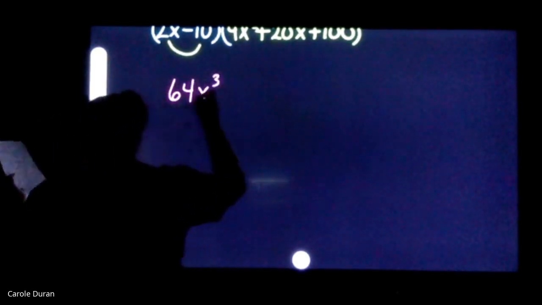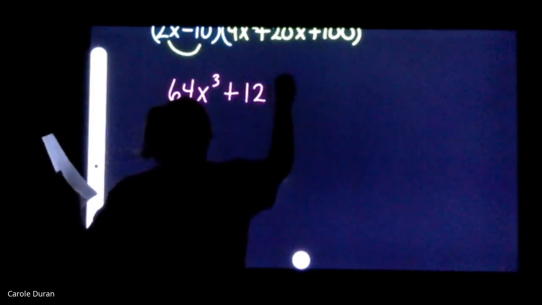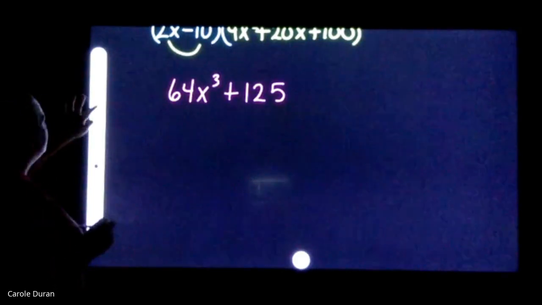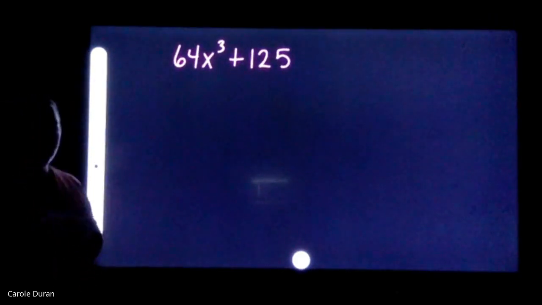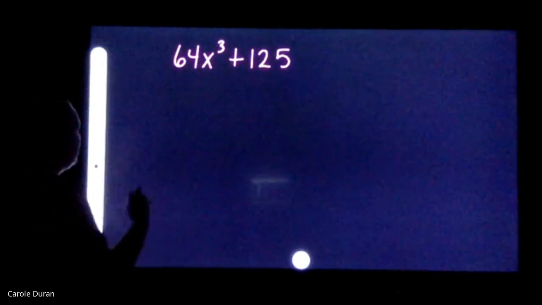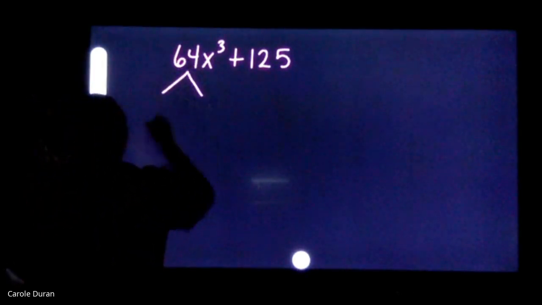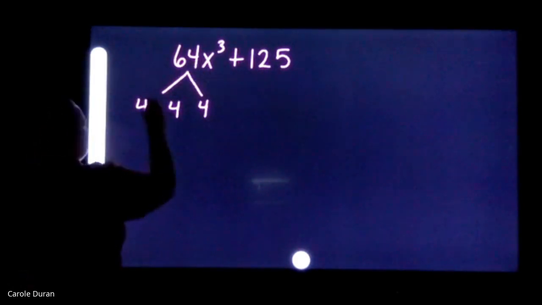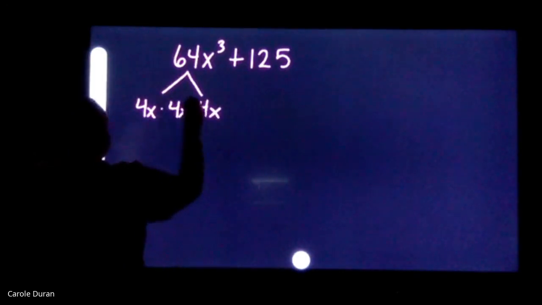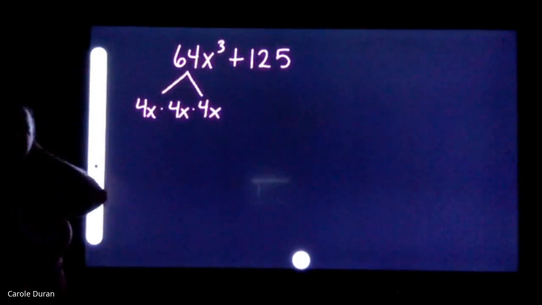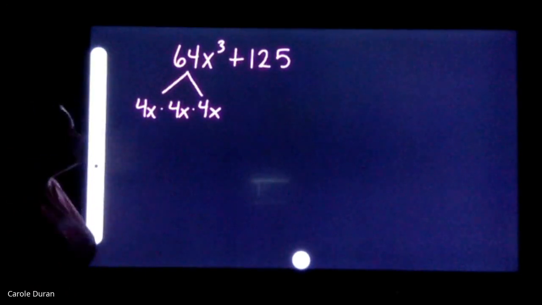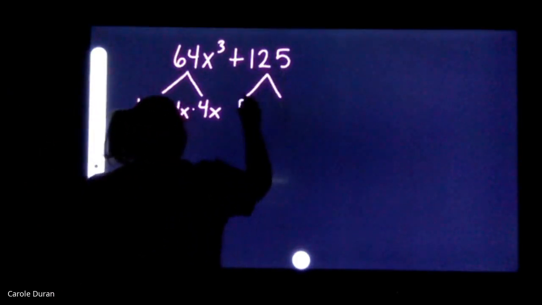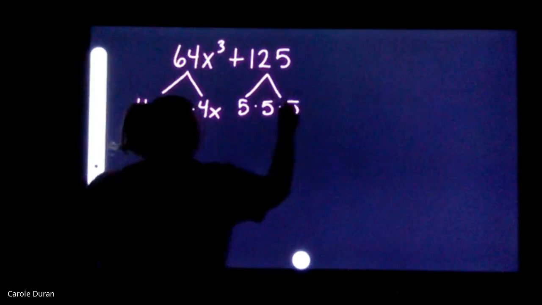64x cubed plus 125. Just like before, you can use your calculator to find the cube root of the numbers. I know for 64, that's going to be 4 times 4 times 4. And then x cubed is x times x times x. So 64x cubed will be 4x times 4x times 4x. 125 then, its cube root is 5. So this is 5 times 5 times 5.